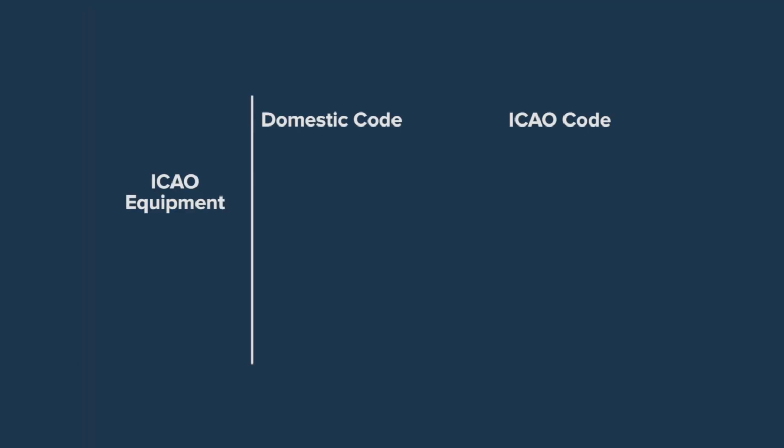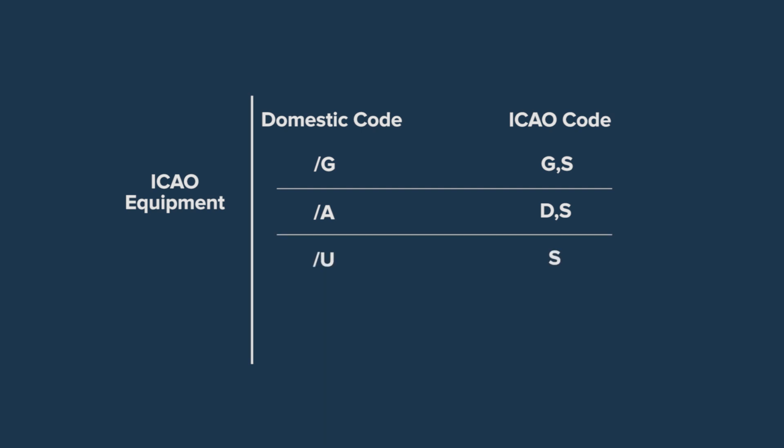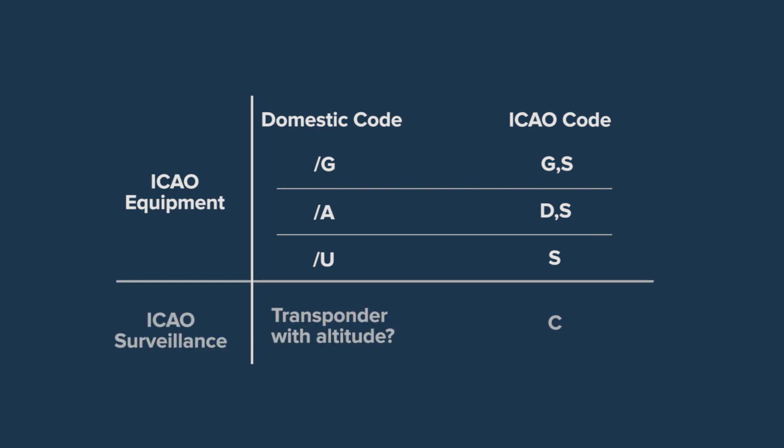To recap, if you currently file domestic code G, use ICAO equipment codes G and S. If you currently file domestic code A, use ICAO codes D and S. If you currently file domestic code U, use ICAO code S. And if your aircraft has a transponder with altitude encoding, use ICAO surveillance code C.